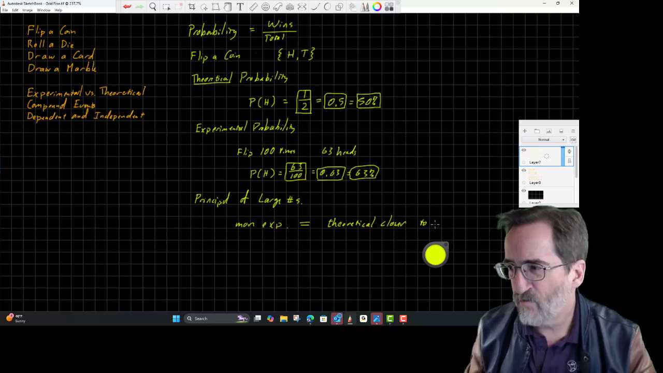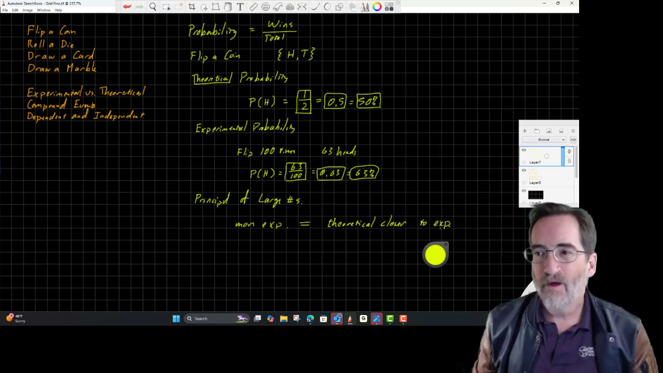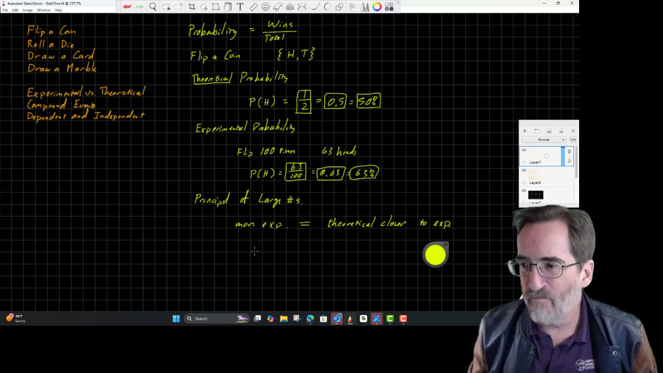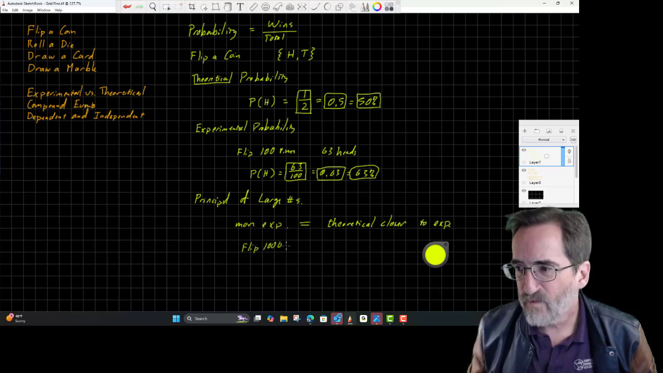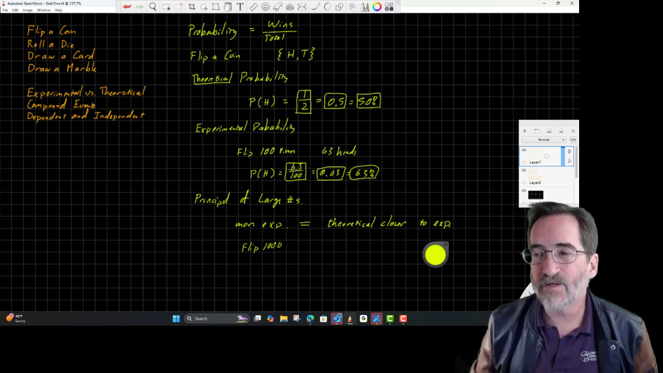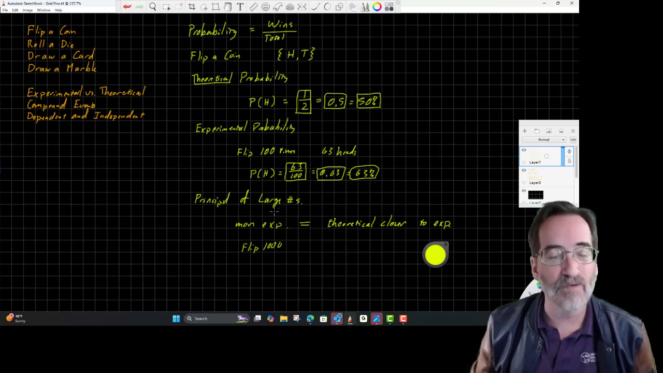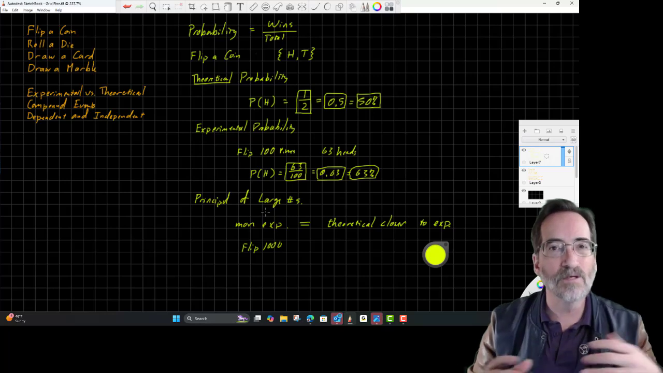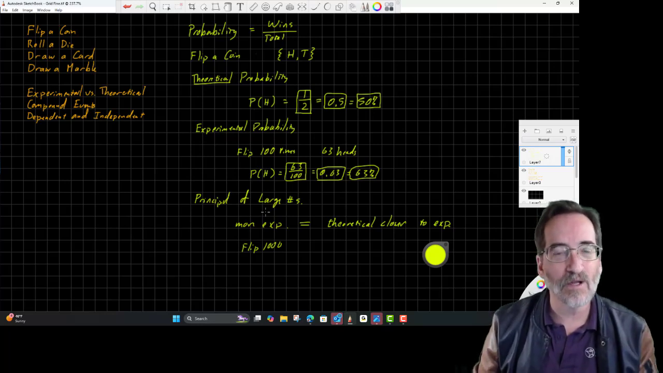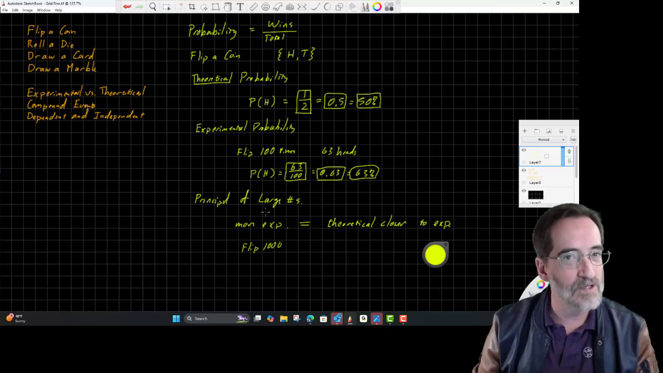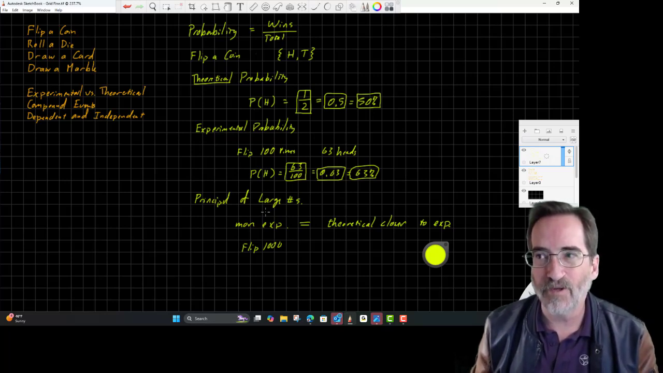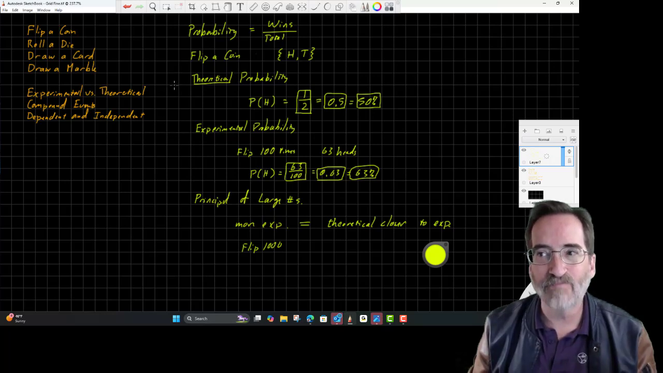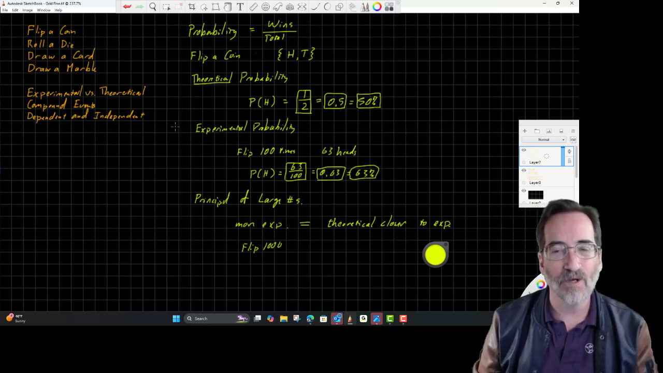Closer to experimental. Okay? So let's say I conducted this experiment by flipping the coin 1,000 times rather than just 100. I would expect to get a closer answer to 50% than I did with flipping it 100 times. Okay? So the more you conduct an experiment, the more likely you are to get close to, or exactly on, but usually just close to, the theoretical probability. Theoretical probability is the expected probability, the expected outcome. Experimental is what actually happens when you conduct an experiment.